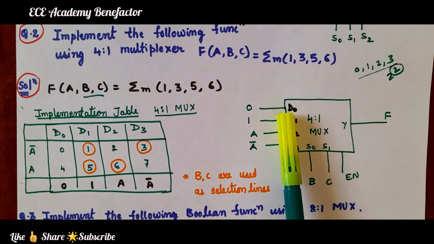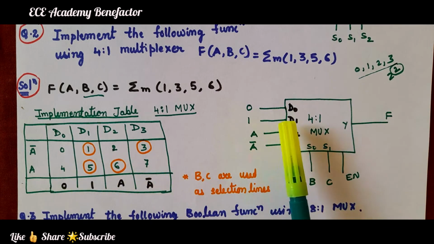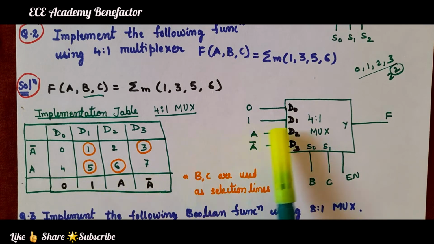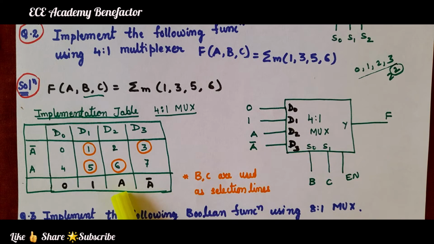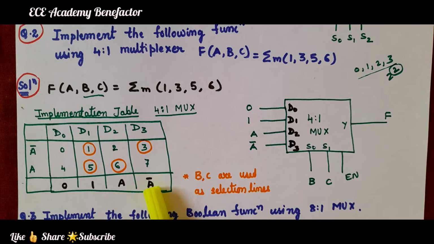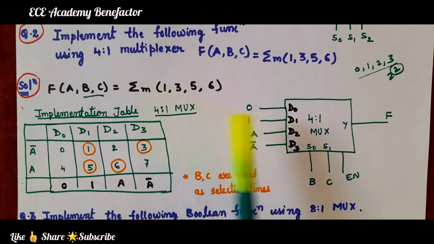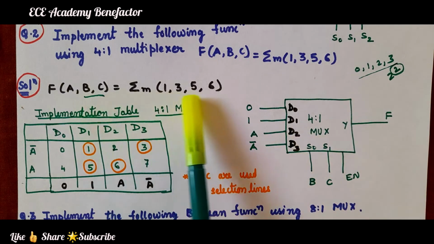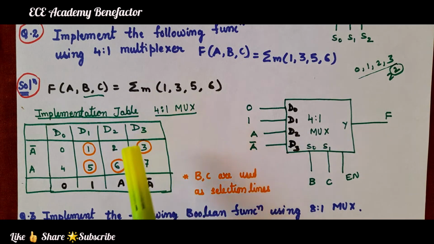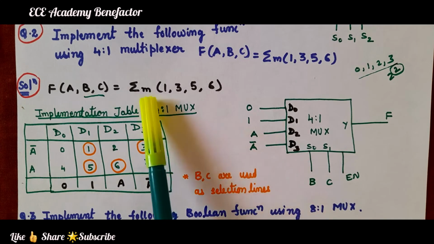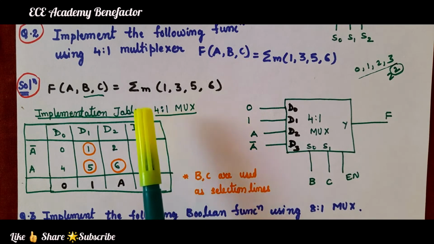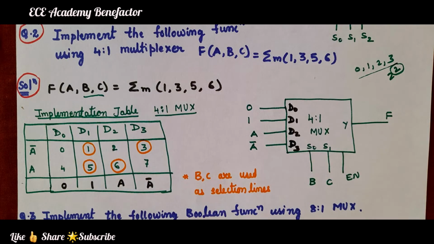So D0 is connected to 0, D1 is connected to 1, D2 is connected to A, and D3 is connected to A bar. So we could complete the implementation of 4:1 mux for this list of minterms. So the implementation table is used when the list of minterms is more than the given mux inputs.